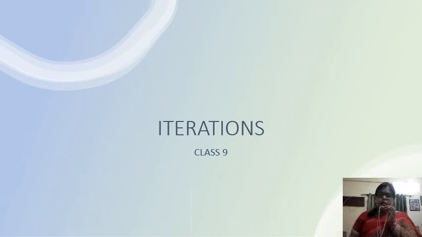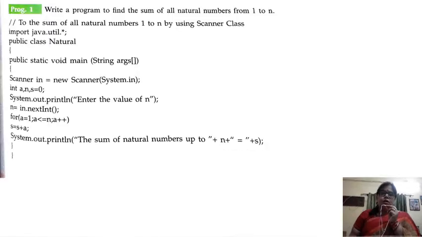Hello students, now we are going to proceed with our chapter iterations. Since all of you know that we have studied the loops, in which you have studied the for loop, now we are going to do some programs for the for loop. See here, there is a very first program for you all. This program is: write a program to find the sum of all natural numbers from 1 to n.